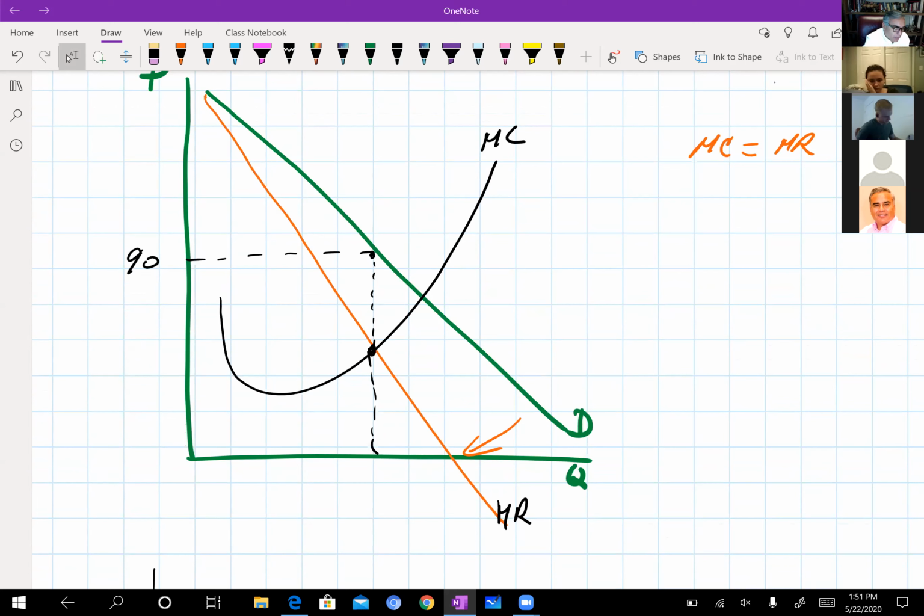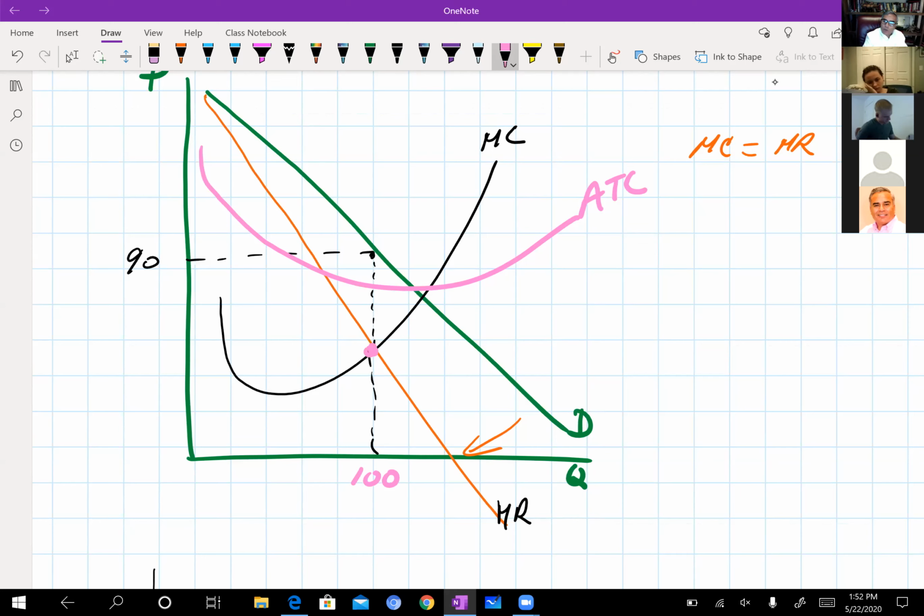So then the question is, is this company making money or losing money? And the answer is, well, I do not know because I don't know what the average total cost is. Well, let's assume that this is my average total cost of production. So then at a price of 90, the company is going to make 100 units. That's where marginal cost equals marginal revenue.